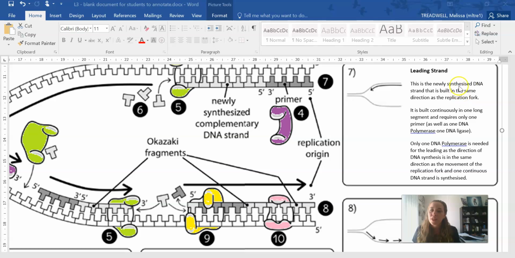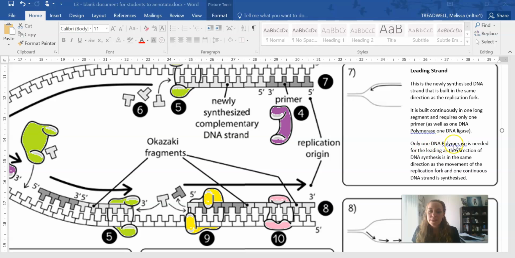So it says this is the newly synthesized. Synthesized means copied or made. So this is the newly synthesized DNA strand that is built in the same direction as the replication fork. So like I said, the helicase would have started here and is traveling this direction, and we have this following that. It says it is built continuously in one long segment and requires only one primer. So here you can see we've only got one primer, as well as it only requires one DNA polymerase and one ligase, which we'll talk about later.